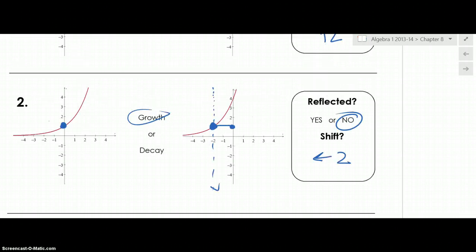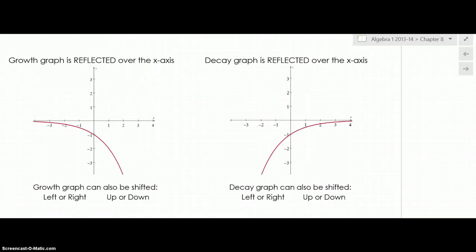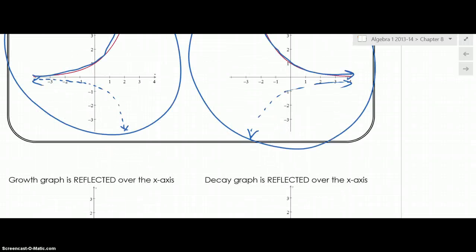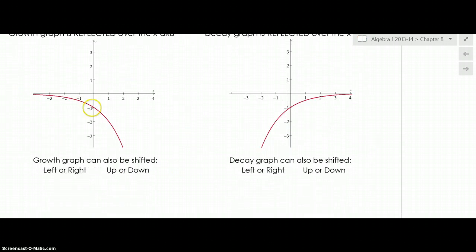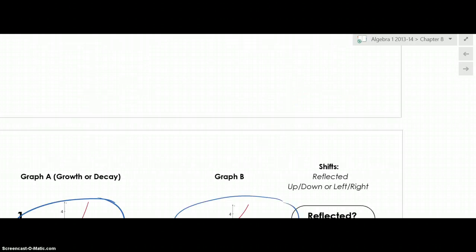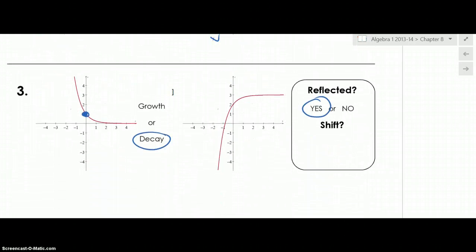And if you look at the first page of your notes, anytime the graph was not reflected, it had a y-intercept on the parent graph of positive 1. But when they were reflected, they had a y-intercept of negative 1. So let's take a look and see where that y-intercept of negative 1 shifts to. Because this is reflected, we're going to compare the point negative 1 instead of positive 1. And it looks like we have shifted up 3 units.